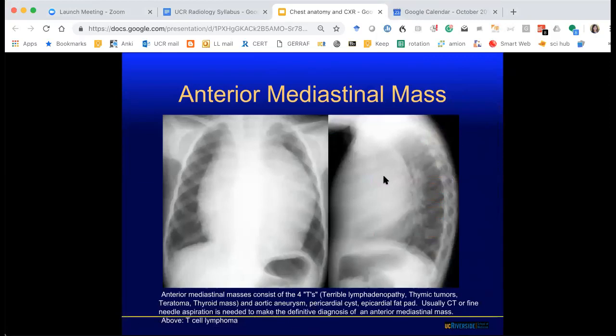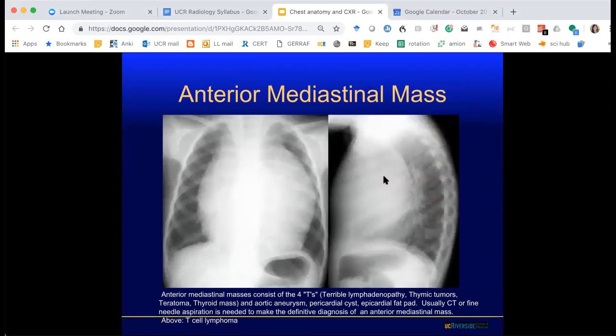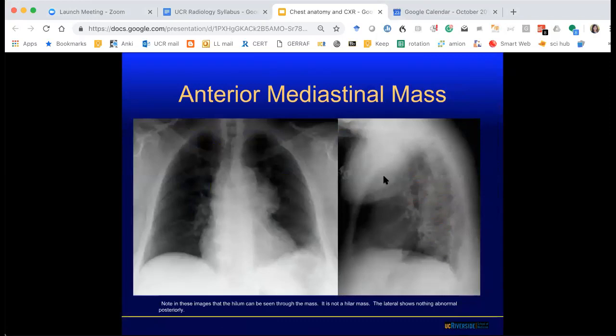So we really need to have chest CT, cross-sectional imaging, but the differential diagnosis is going to be the 4 T's, right? Teratoma, terrible lymphoma, thymoma, and thymic neoplasm or carcinoma.